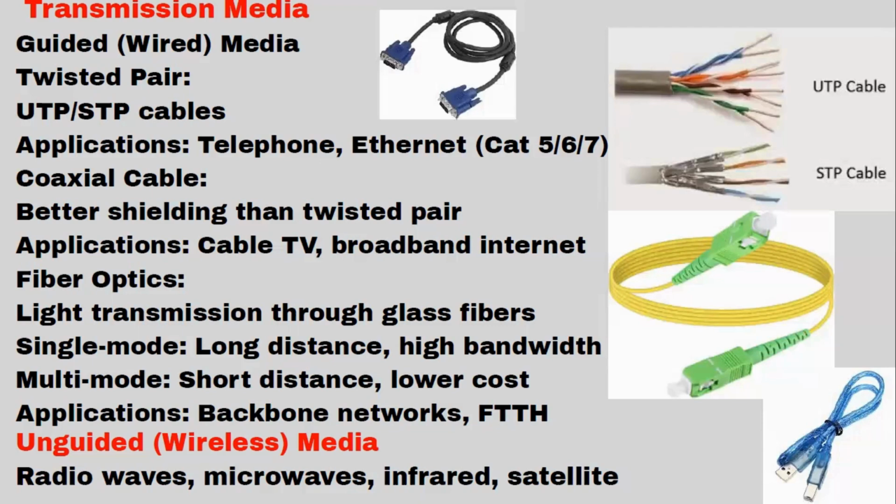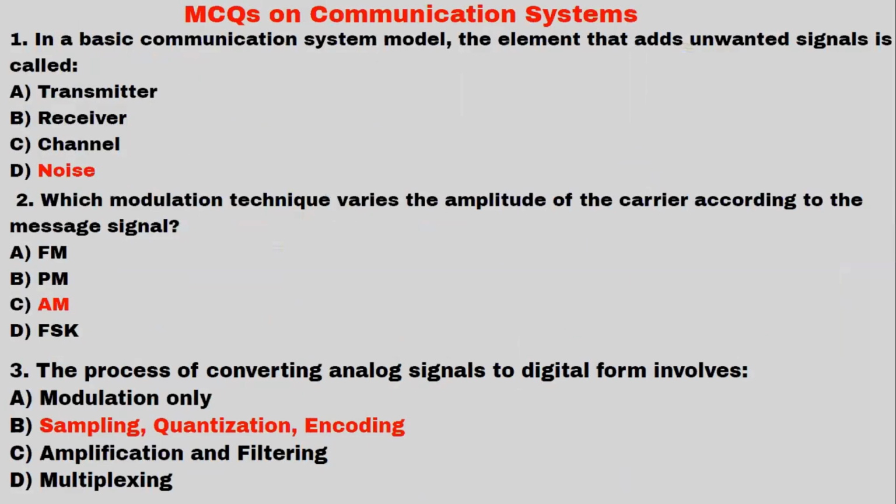Unguided wireless media is the second type. Unguided means radio waves, microwave, infrared, satellite. These are all unguided wireless systems. Here we use radio waves, microwave, and infrared. Now, the MCQs on communication systems; a few questions are there.